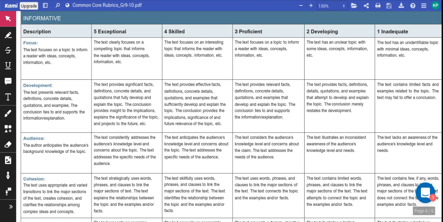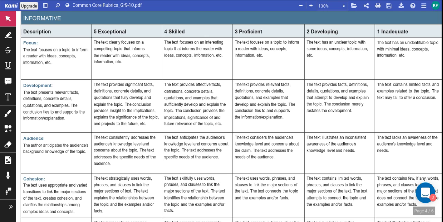And this is where your research comes in. You are presenting relevant facts, you're defining words that need to be defined, you're providing concrete details, quotations, and examples. These all come from your research. And you need to fully develop and explain the topic. And this is where, when you get to your outlining and when you get to your writing, you're really going to take advantage of using the Toolman method, which we've used in constructed responses so far, but we're going to use it again in informative writing to really develop what we're talking about and to provide adequate support.